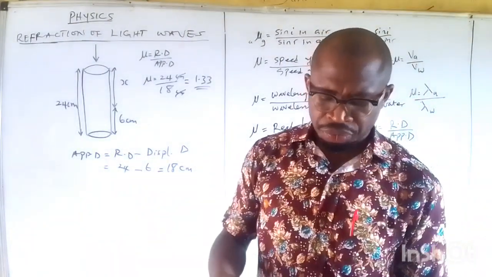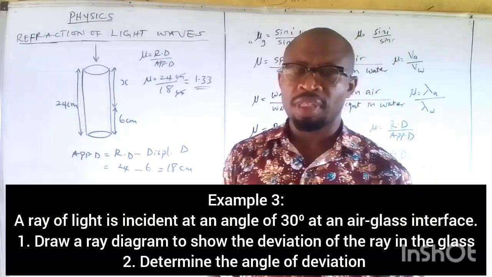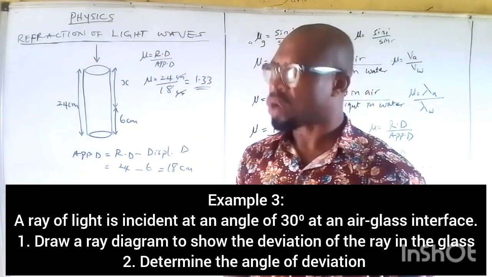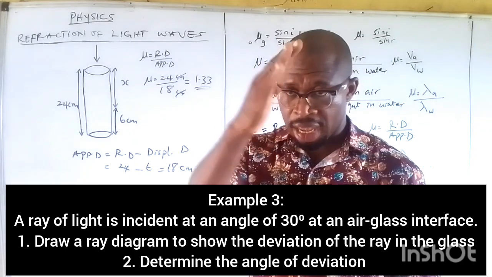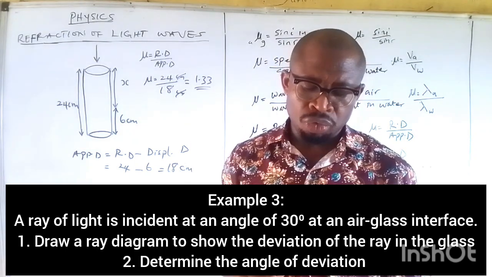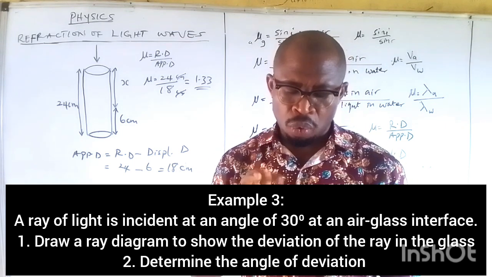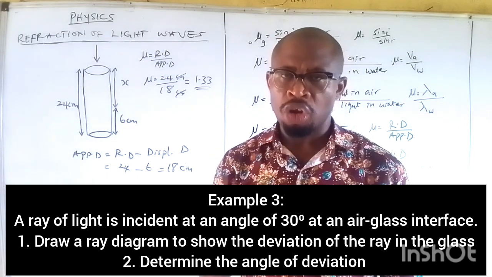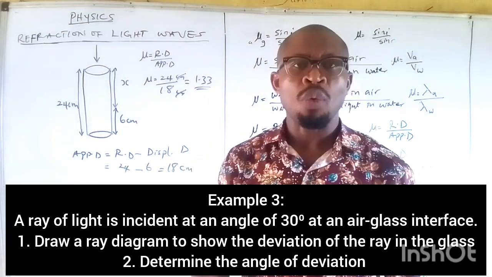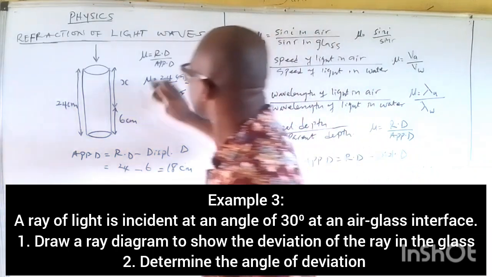This one says, a ray of light is incident at an angle of 30 degrees at an air to glass interface. Question 1. Draw a ray diagram to show the deviation of the ray in the glass. Second question. Determine the angle of deviation if the refractive index of glass is 1.50. So we now solve this problem.